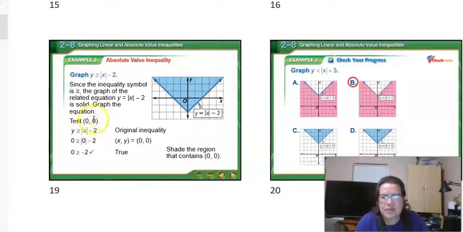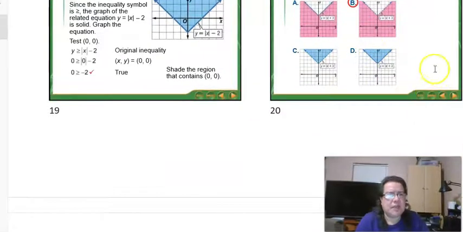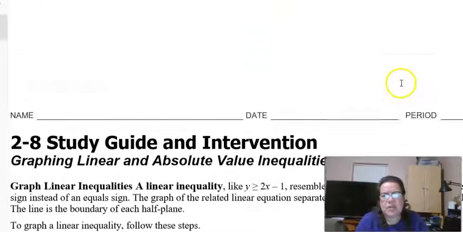We'll test a point. Notice how they tested 0, 0 again. And so once you plug in 0 for x, 0 for y, you find out that 0 is greater than or equal to -2. Yes, 0 is bigger than -2. And so therefore this is true. So 0, 0 is a point in the area I'm looking for. So then you shade this top part where the 0, 0 is found. So then here are some practice problems to see if you can do that on your own again, and the answers are there, so that way you can check yourself.